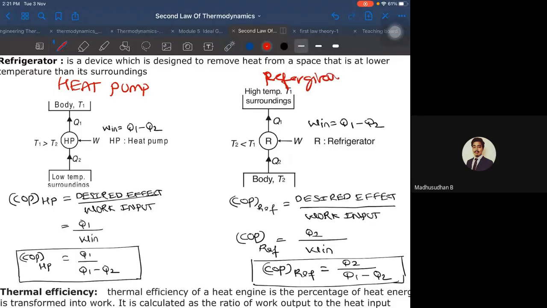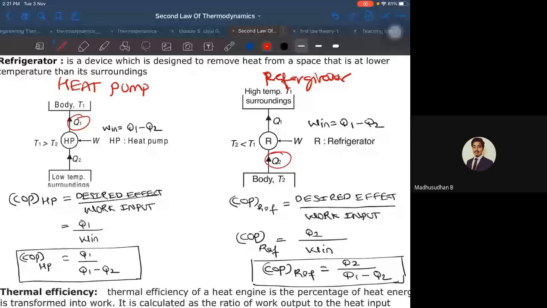If you observe, both the things are same, but the desired effect for the heat pump will be Q1 and the desired effect for the refrigerator will be Q2. Both have the same work input, that is Q1 minus Q2. So there is a parameter known as the coefficient of performance, COP. What is COP?